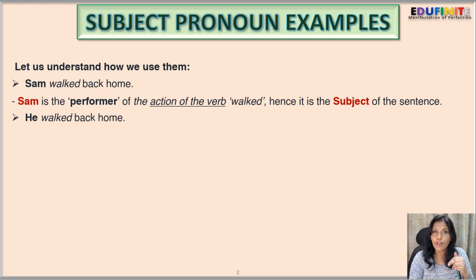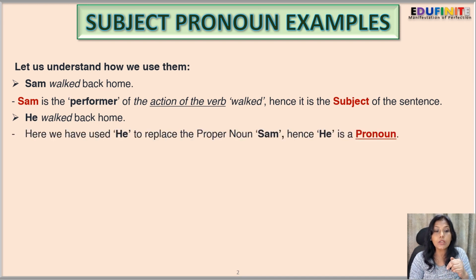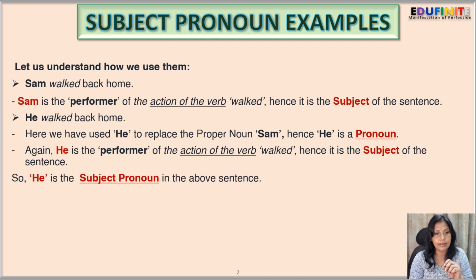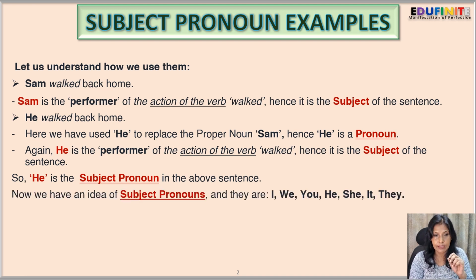Now, if we say, he walked back home. Here, we have used he to replace the proper noun Sam. Hence, he is a pronoun. Again, he is the performer of the action of the verb walked. Hence, it is the subject of the sentence. So, he is the subject pronoun in the above sentence.